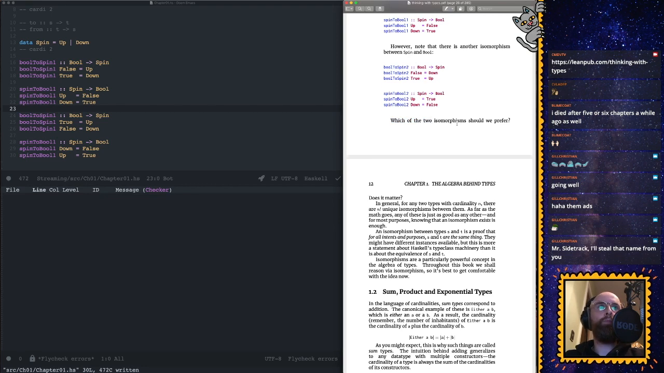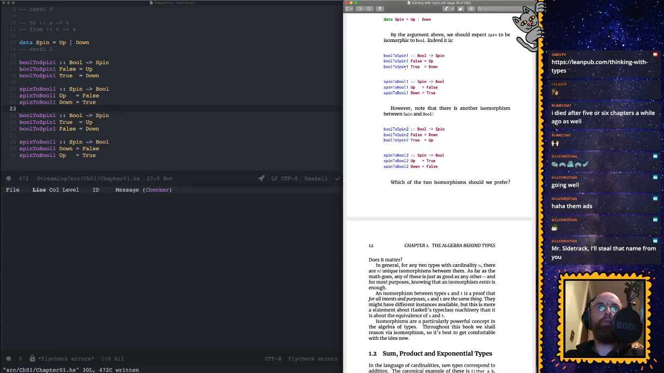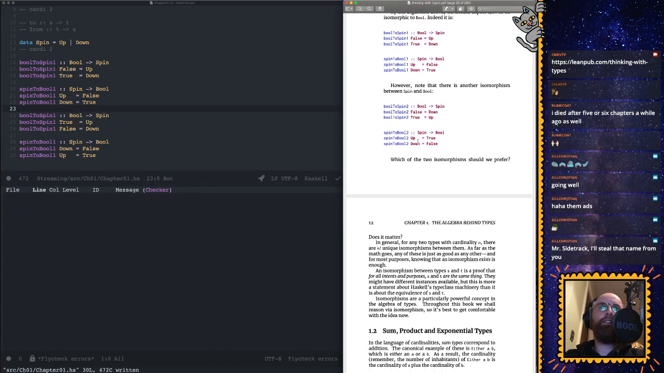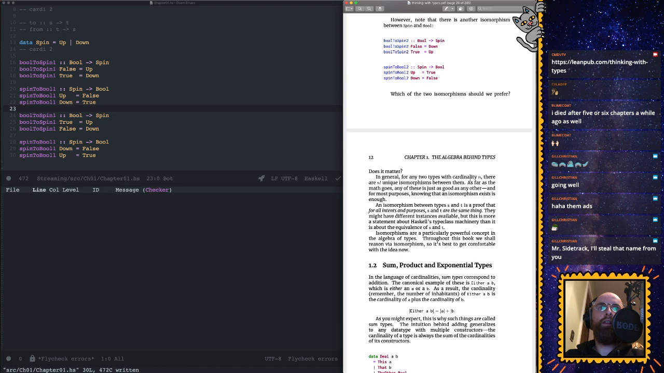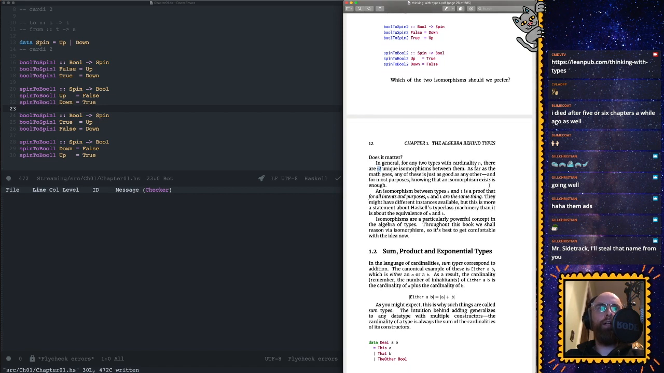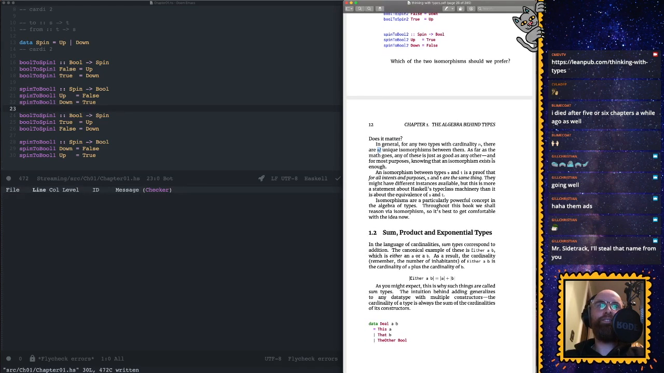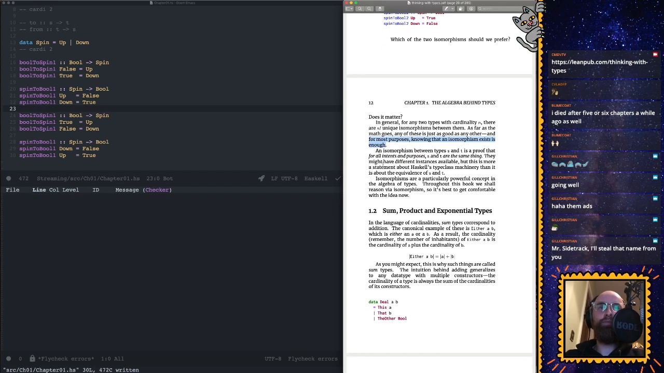So, which of the two isomorphisms should we prefer? Well, I'd guess any. Does it matter? In general, for any two types of cardinality n, there are n unique isomorphisms between them, which makes sense. So it's n to the power n. As far as the maths goes, any of these is just as good as any other. That's the kind of maths I like. And for most purposes, knowing that the isomorphism exists is enough. Right, well, it's the end of this then, isn't it? As long as we know they exist, we're winning.